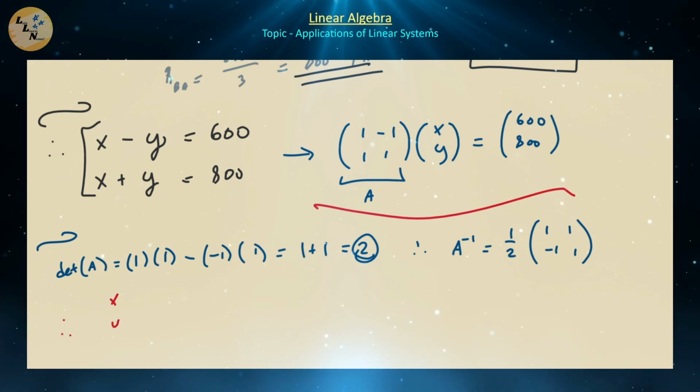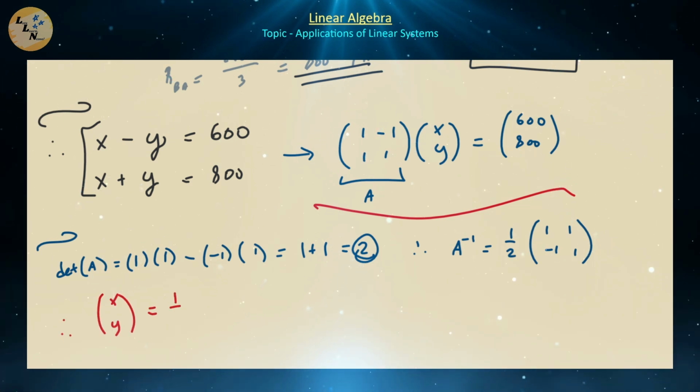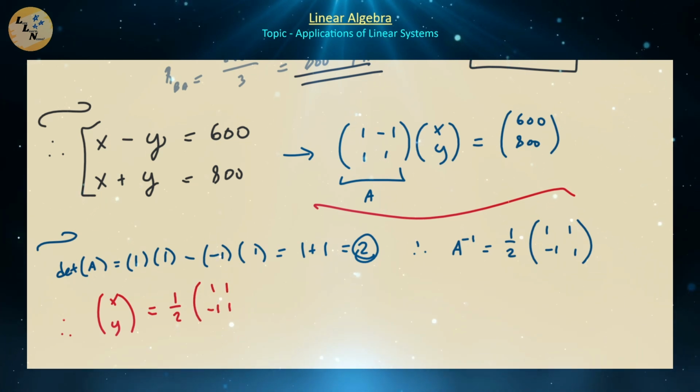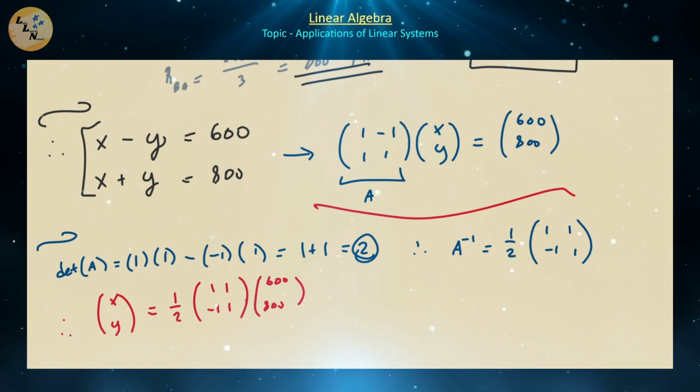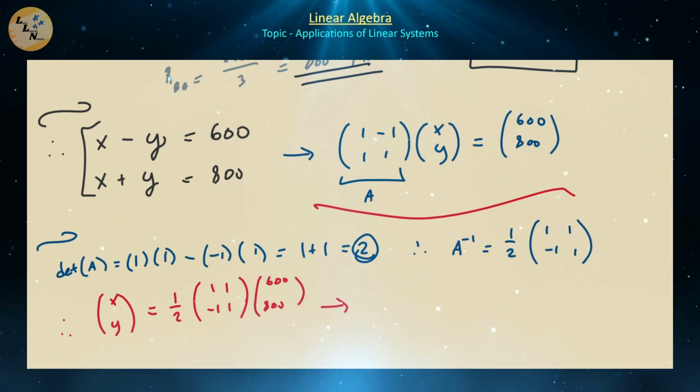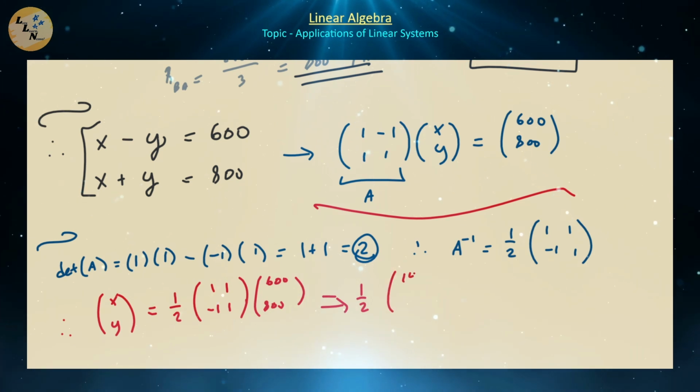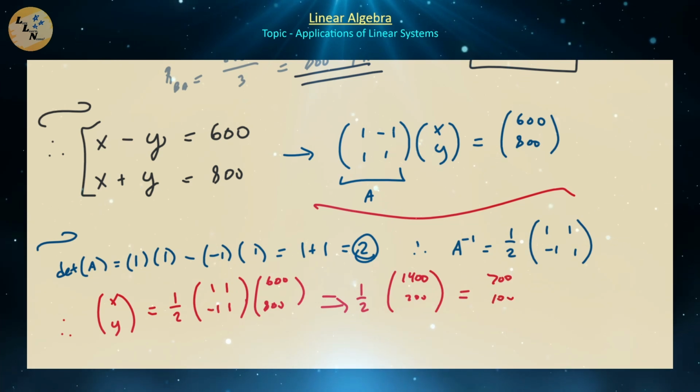So [x; y] is going to be equal to the inverse of A, so 1/2 times [1, 1; -1, 1] times [600; 800]. Keep in mind, for x we should be getting a number that is bigger than 600, and then for the other we should have a number that is less than 600, or the difference should work out to 600. Once we actually work that out, that's going to come out to 1/2 of [1400; 200], which is 700 and 100.